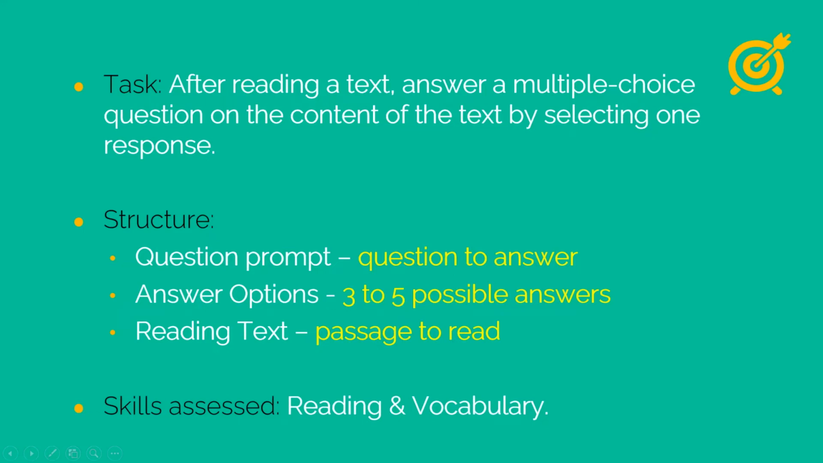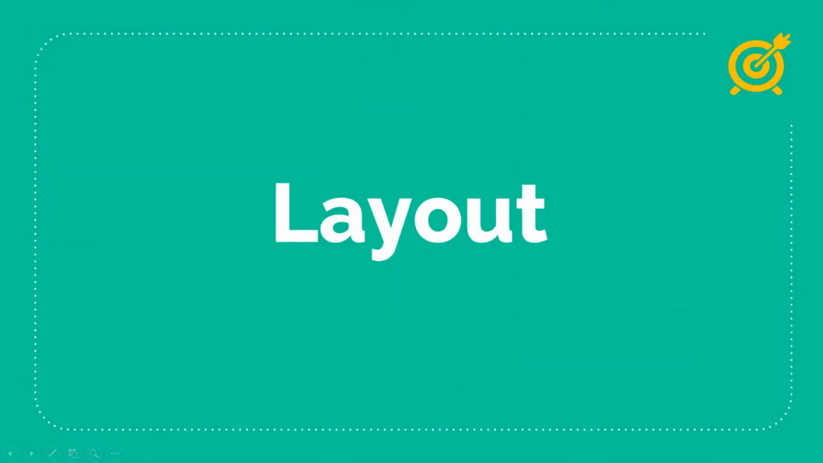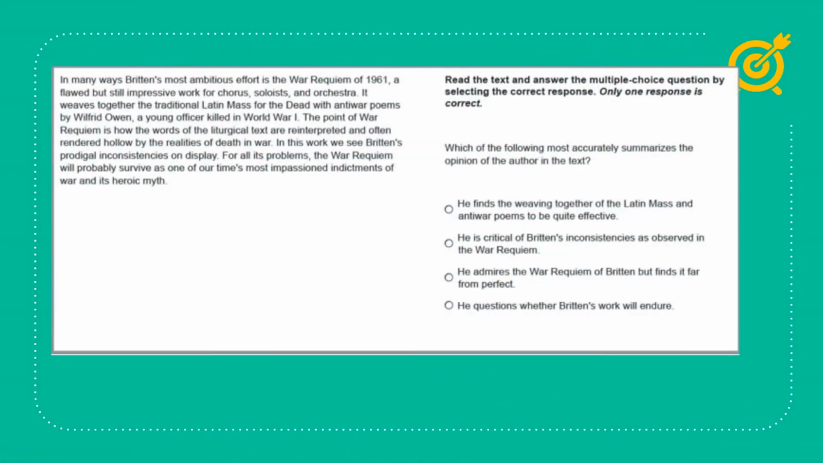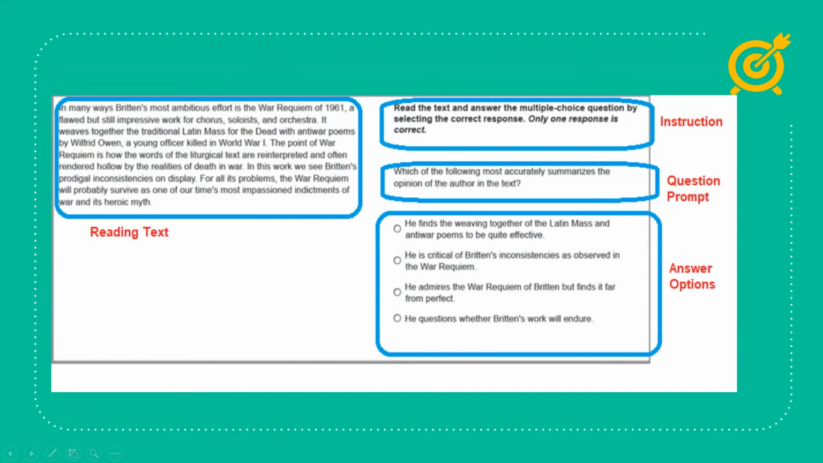Let me show you quickly how the question actually looks. This is how you will actually get the question in the exam. On the left hand side, you will be shown the reading text, and on the top right hand side, you can see the instructions. Look clearly at the instructions. It clearly says that you only need to select one answer option. Just below that, you have the question prompt.